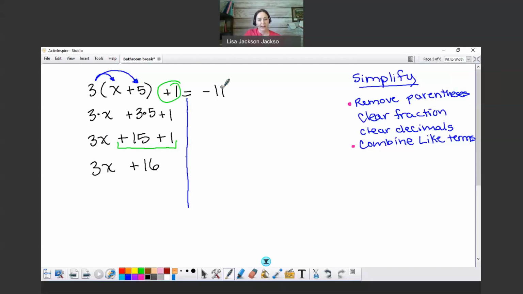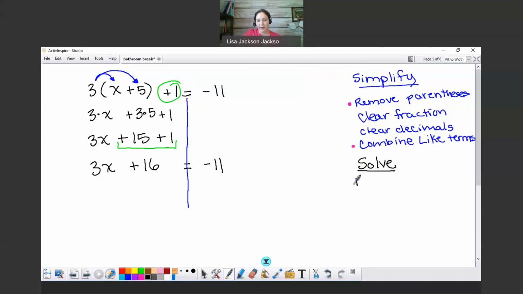Now looking at this side, we only have a minus 11 here. There's no work to do, so I am done with the work there. I'm going to put my equal sign and copy down the minus 11. Fully simplified now. Now we are moving to solve.